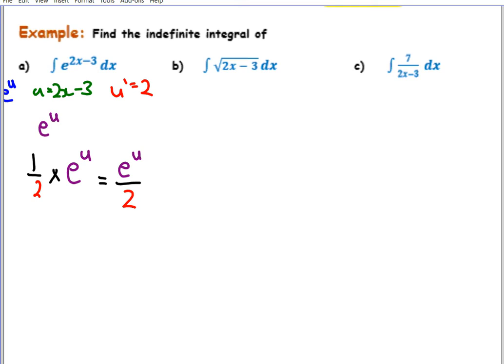I think that's worse than the first function. It is a bit. Over 2, yep, just plus c. That's the worst function. It's a bit more awkward.